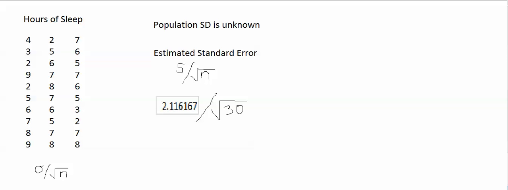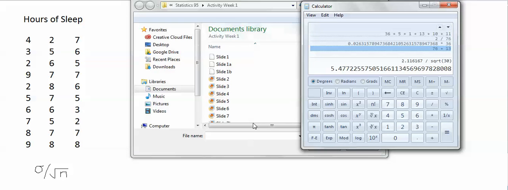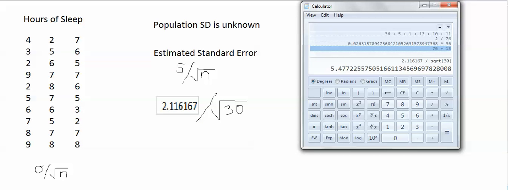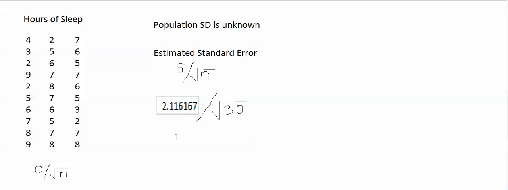It's not letting me paste, so I'll just round off the answer. It's about 5.48 if I use 2 decimal places. So our sample mean, the average of this sample, is likely to be about 5.48 away from the population mean. The mean of this sample is likely to be about 5.48 off target in estimating the mean of the entire population.